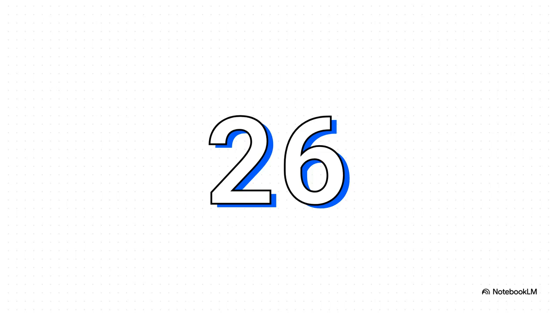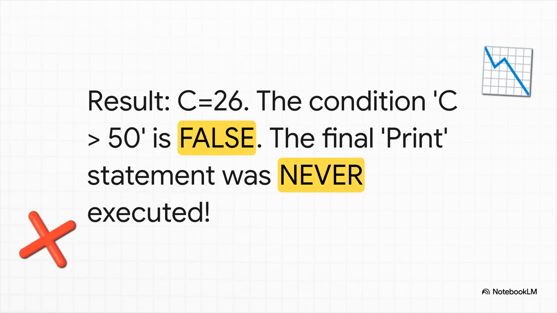Okay, test case number 1. Let's plug in some numbers. We'll say A is 10 and B is 8. The program does its calculation, so C is 10 plus 2 times 8, which gives us 26. So C is 26. The program gets to that decision point and asks, is 26 greater than 50? Well, no, of course not. So it follows the false path and just ends.